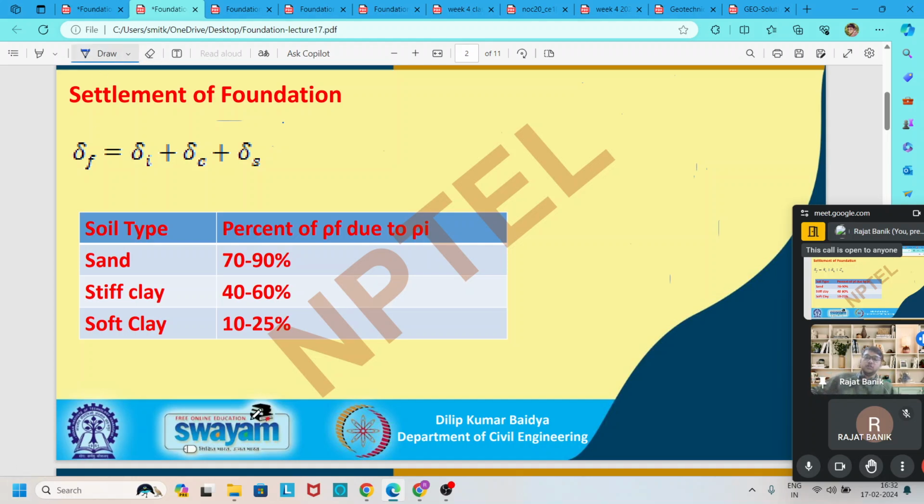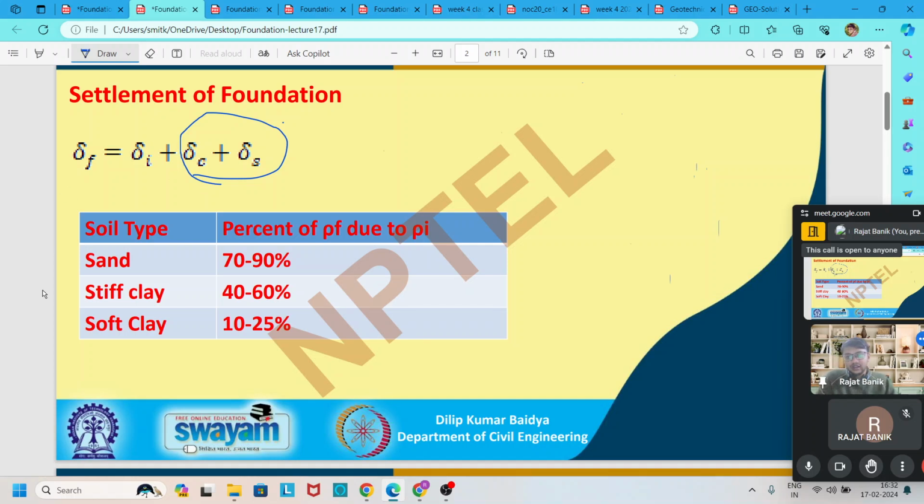So in most cases, the primary and secondary settlements occur in clay soil, and immediate settlements occur in most cases in sandy soil. That means the percentage of immediate settlement is high in sandy soil, because consolidation settlement occurs only in clay soil due to the low permeability of the soil.